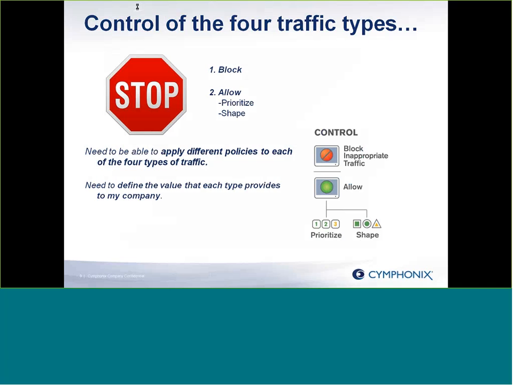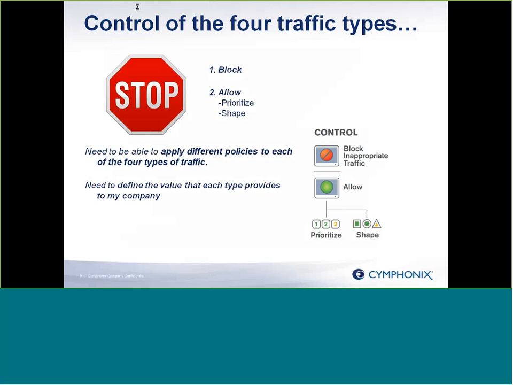So with the Network Composer, our product, we can not only help you block the inappropriate traffic, but our product also allows you to prioritize and shape the other 3 types of internet traffic. So you can put bandwidth limitations or bandwidth caps on the recreational traffic, as well as prioritize that recreational traffic to be a little bit lower priority.